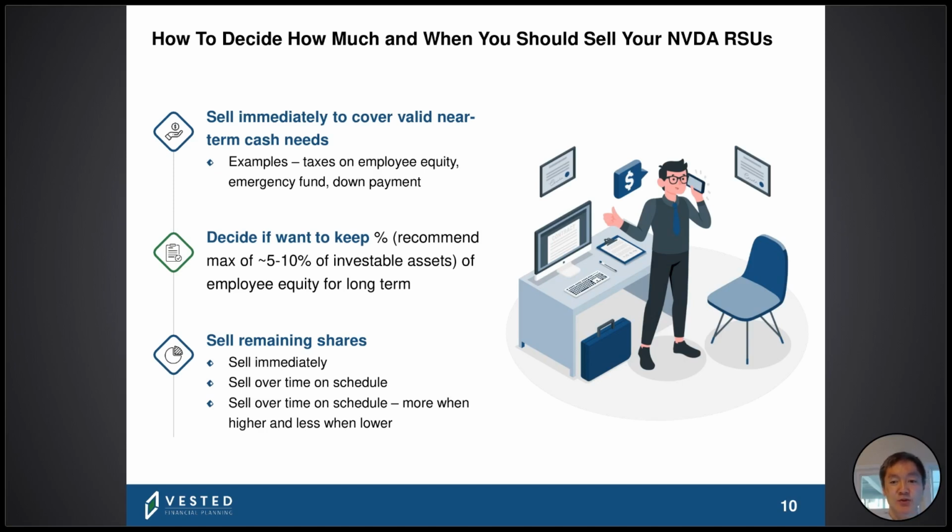Now the two other versions that most of my clients prefer: sell over time on a schedule, and then sell over time on a schedule more when the price is higher and less when it's lower. So let me explain this. Sell over time on a schedule is simply you say, I'm going to sell 25% a quarter over the next 4 quarters. So at the beginning of each quarter, I'm going to sell. I'm not going to try to figure out if the price is high or low.